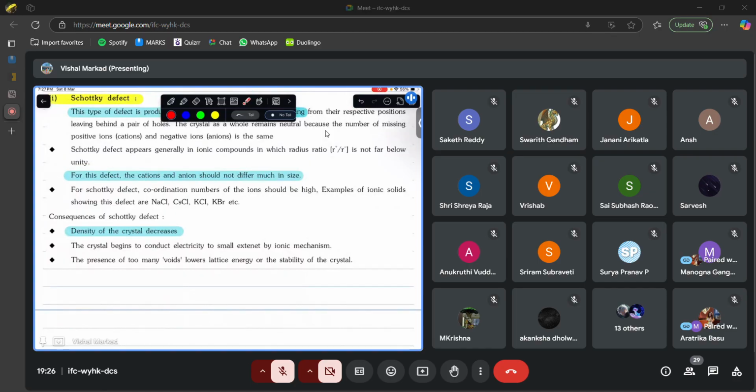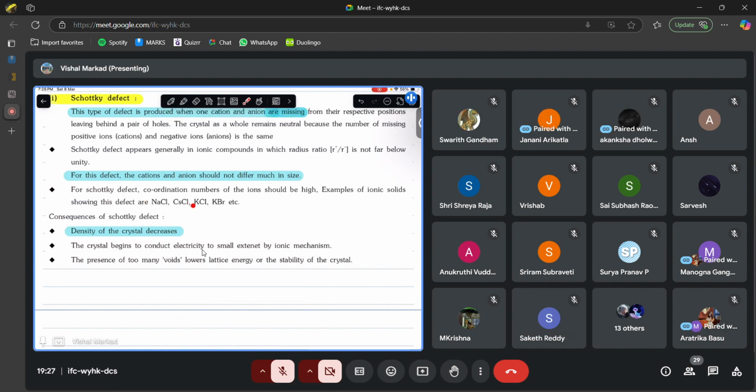Now one more thing. As we are removing one cation and one anion, voids are created. If more voids are there, obviously the stability of the crystal will decrease, because more voids are created in between. So there is a high chance that the structure can fall down, it can break. If we have a wall and we remove some bricks from it, there is a chance that the wall will collapse, right? That's the meaning here. The stability of the crystal decreases. Understand this one? And you can have examples: NaCl, CsCl, KCl, KBr. Almost they have similar size.